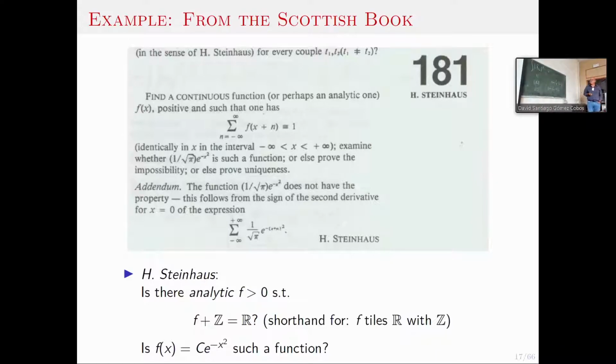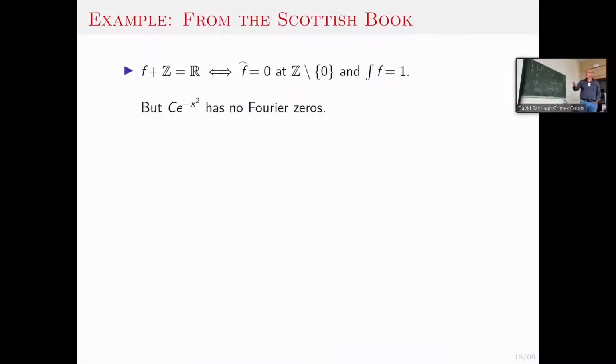But having seen what we've seen so far, we can actually solve the problem. And here's the solution. For f to tile with the integers, according to the condition we described before, what must happen? F hat, the Fourier transform, must vanish at all the integers except at 0, and must have integral 1 because you want the level of tiling to be 1. This is completely unimportant. But as we said, e to the minus x squared has no zeros, so you cannot do this. But how can we do it?